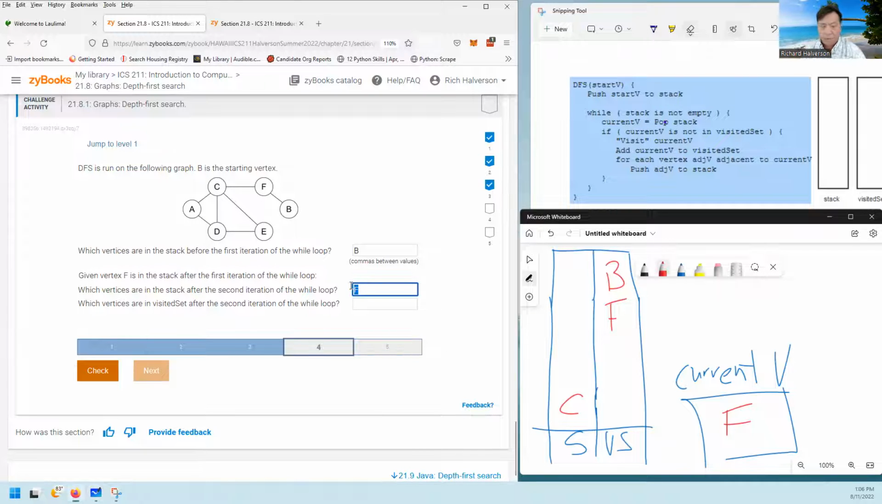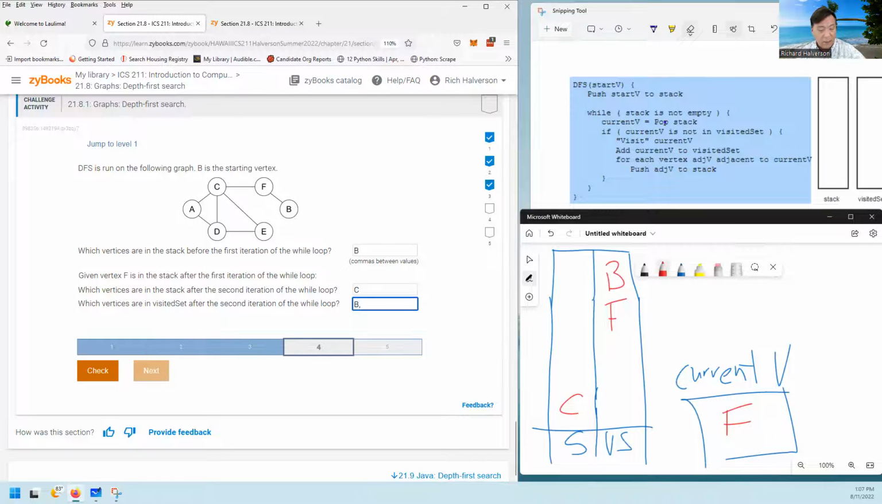So this should be C. Which vertices are in the stack after the second iteration? It's C, because it's what's adjacent to what's being processed. The F's not going to be there. And then what vertices are visited? BF.